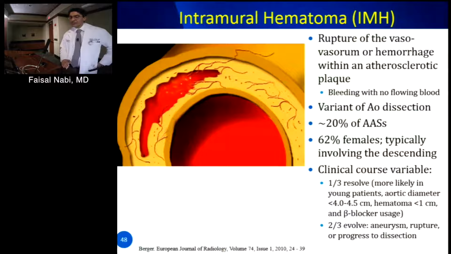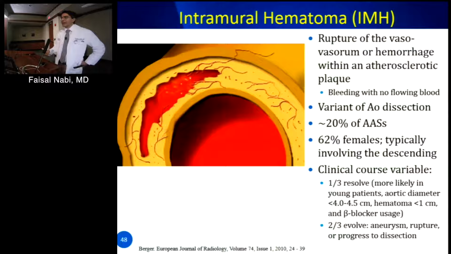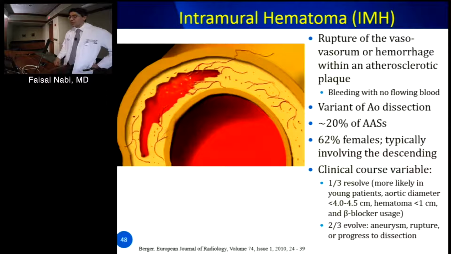It has a variable clinical course, but what to remember is about one-third will resolve, and patients where it's more likely to resolve are those who are younger, with smaller aortic diameters, smaller hematomas, and maybe those on beta blockers. Of course, the other two-thirds, unfortunately, go on to suffer complications, including aneurysm, rupture, or progression to dissection.